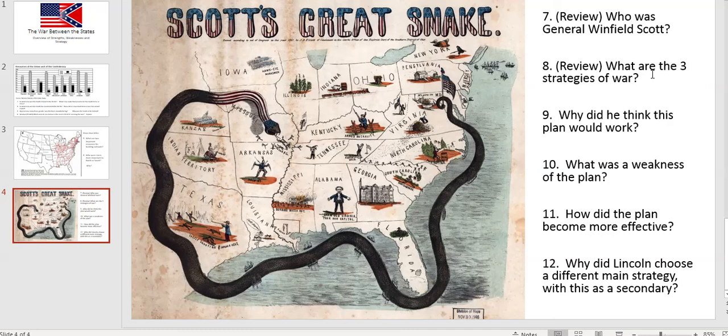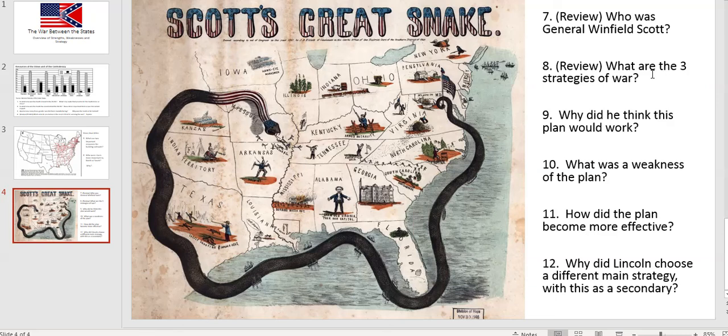What are the three strategies of war? So we've gone through this with each one of our wars, but we should think about this. The three strategies of war are attrition, exhaustion, and annihilation. Let's go through each of those.